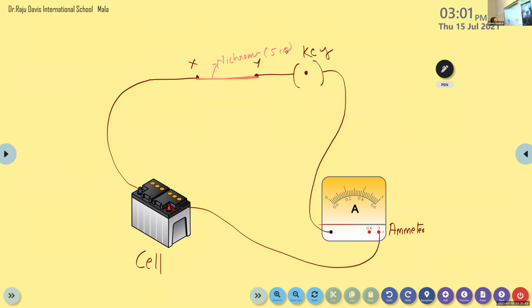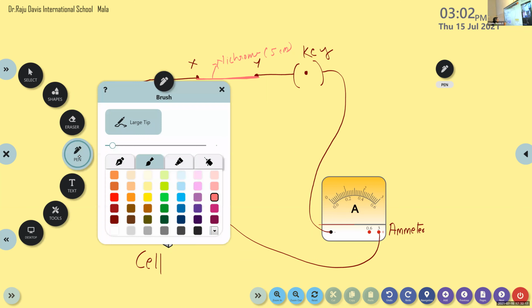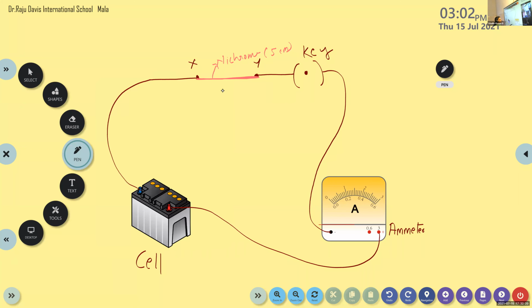Now we want to measure the value of the current flowing through the circuit with the help of which device? With the help of an ammeter. So when we connect this nichrome wire, the circuit is closed and we measure the value of the current with the help of the ammeter. Now suppose the reading of the ammeter is about here.